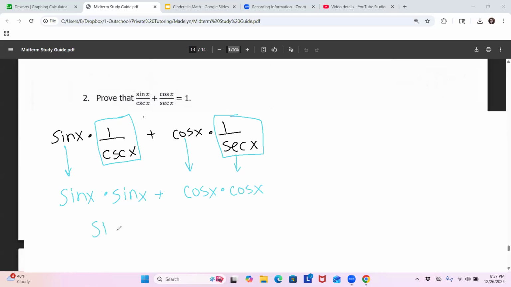So we have sine square plus cosine square, which is 1. That is the most famous trig identity. It's a Pythagorean identity. So if you have a cheat sheet, look under the Pythagorean section. And we've done it.